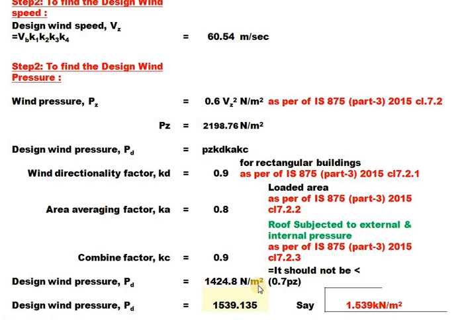It should not be less than 0.7 PZ. So 0.7 into PZ is actually 1539.135, which is more than that. So we have to consider the maximum, 0.7 PZ. So the design wind pressure is now 1.539 kilonewton per meter square. So this is the difference between the wind pressure calculation as per the 1987 and 2015 codes.